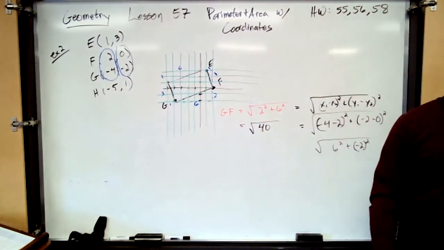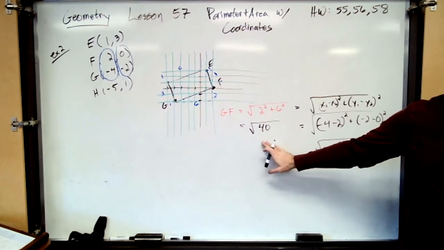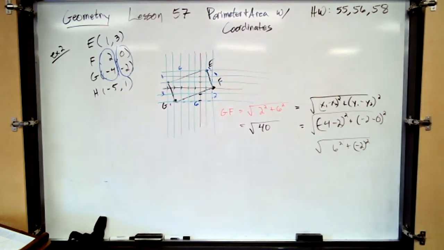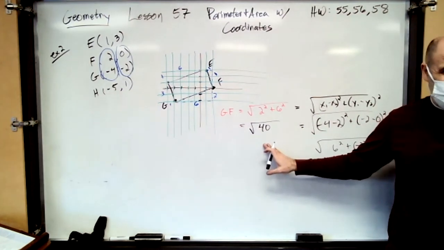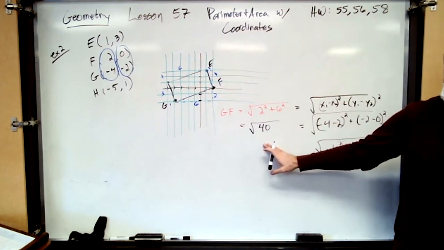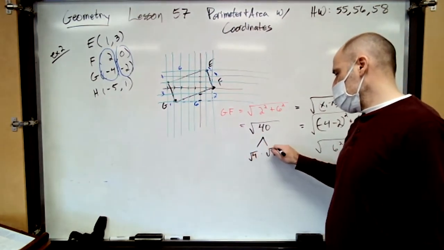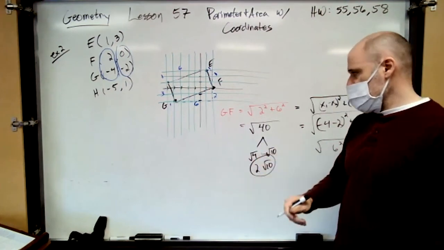So far, so good? Now, there should be an alarm going off in your head when you see square root of 40. What's that alarm telling you? It's kind of like when you have a fraction that's like 6 over 8. There's an alarm that goes off in your head. What does that alarm tell you when you see 6/8 as an answer on your test? You guys feel good about 6/8? Reduce it! Yes! So same alarm. You can simplify this because I see a perfect square living inside of there. Because 40 is just 4 times 10, right? 4 is a perfect square. So this is square root of 4 times square root of 10. Square root of 4 is just 2. So that's what GF is.